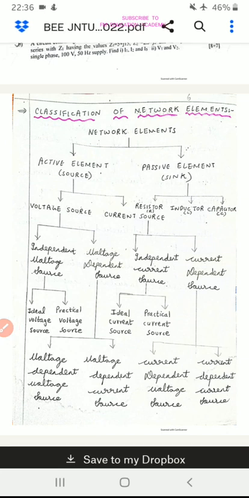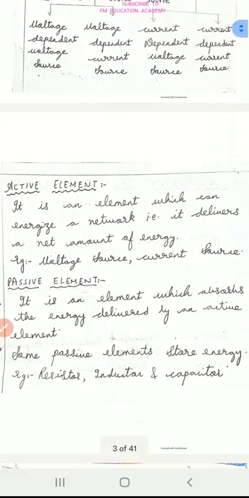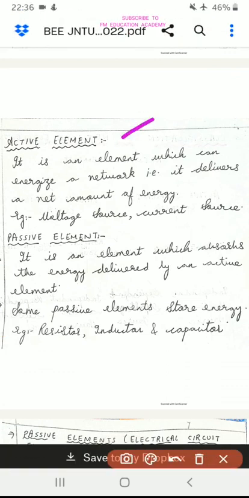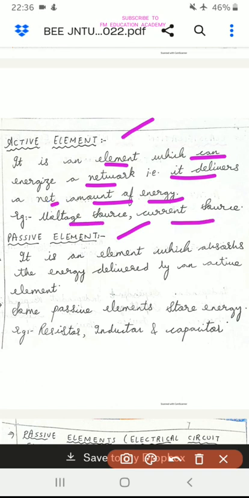So if you draw this and explain each one in one or two points, that will be enough for you to get 8 marks. So what is an active element? Since they have asked about active and passive elements, we'll define what is an active element. It is an element which can energize a network, that is, it delivers a net amount of energy. Net means total amount of energy. So examples of active elements are voltage source and current source.